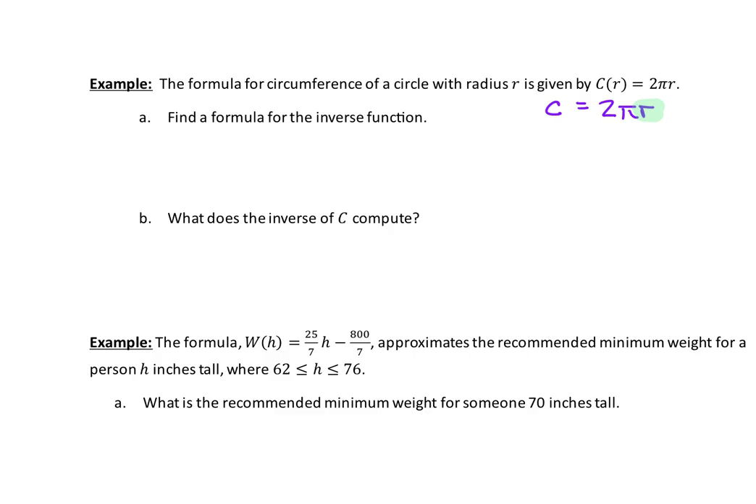And so if we solve for r, we're going to want to divide by 2 pi. All right, so what we have here is c over 2 pi is equal to r. And we do want to put this back in function notation. Now here, what we have is c is my input, which means that c is what goes in the parentheses. And when we plug in c, what we get is r. So my inverse function is going to be r of c. And this is equal to c over 2 pi.